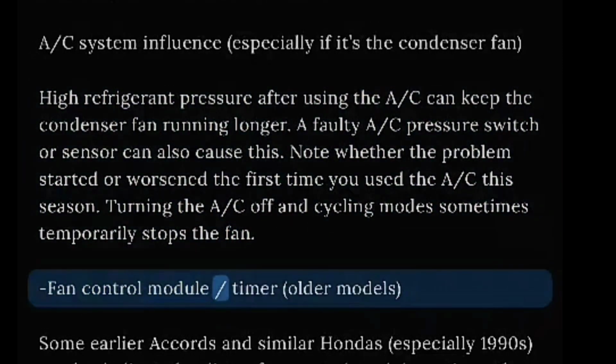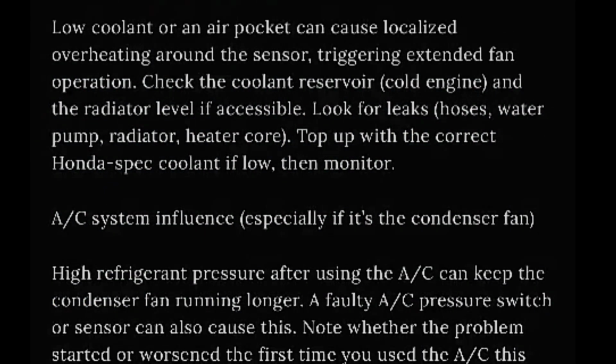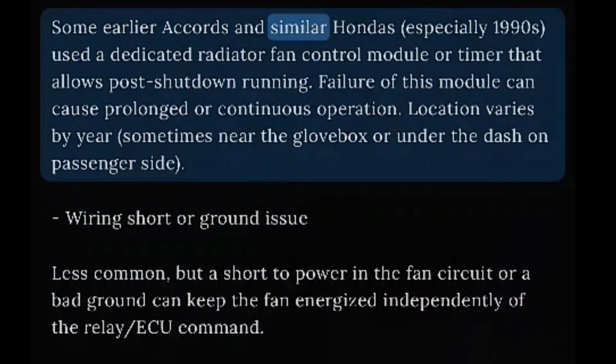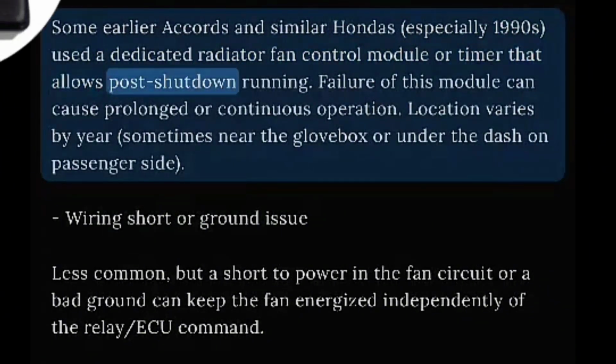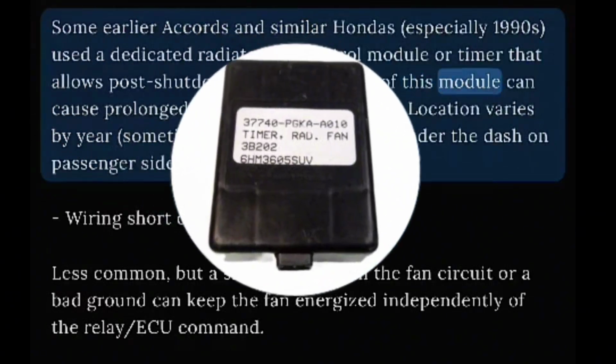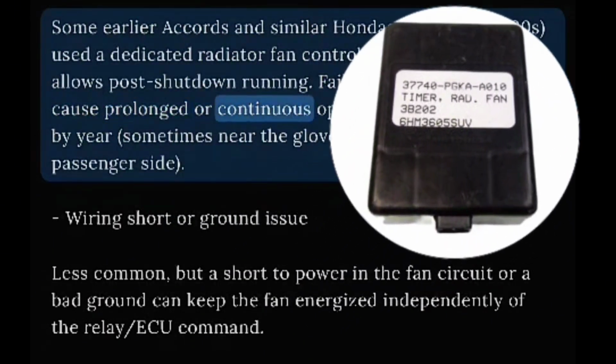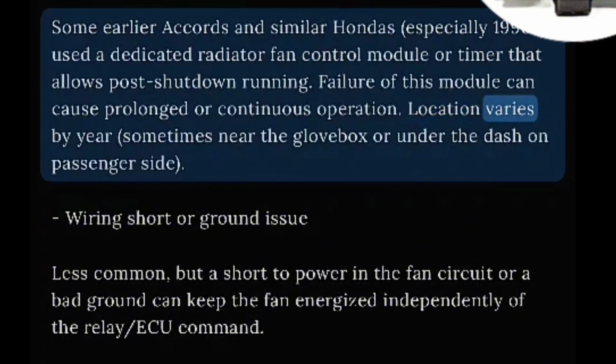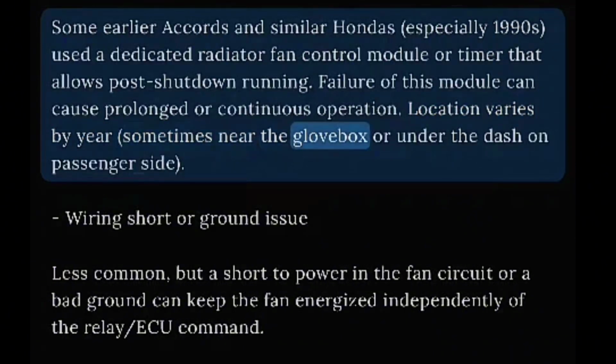Fan control module/timer, older models. Some earlier Accords and similar Hondas, especially 1990s, used a dedicated radiator fan control module or timer that allows post-shutdown running. Failure of this module can cause prolonged or continuous operation. Location varies by year, sometimes near the glove box or under the dash on the passenger side.